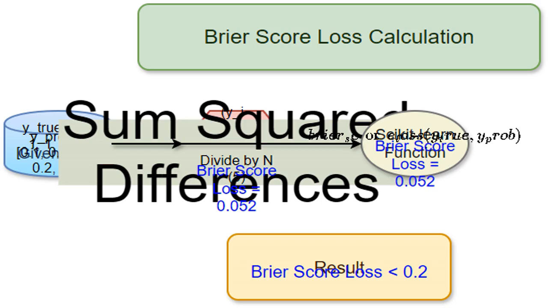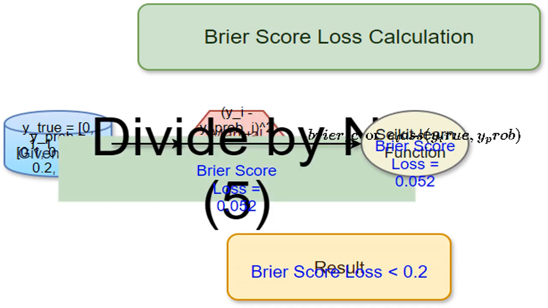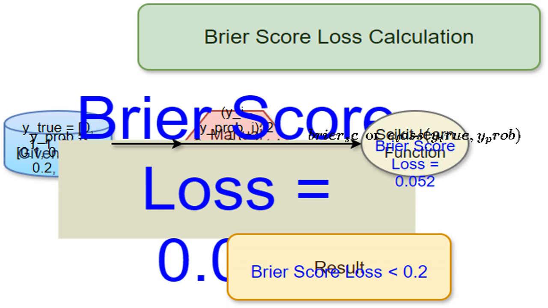I'm summing all the squared differences calculated in the previous step. This gives me a total error across all predictions. I'll divide the sum of the squared differences by the total number of predictions, 5 in this case, taking an average error. This is the final Brier score, representing the average squared prediction error. A lower score indicates better performance.